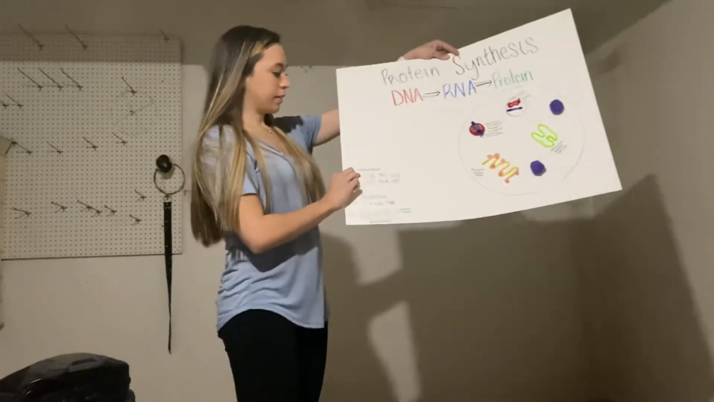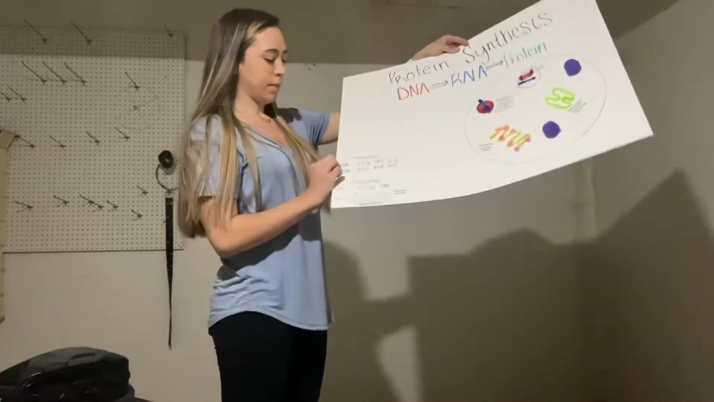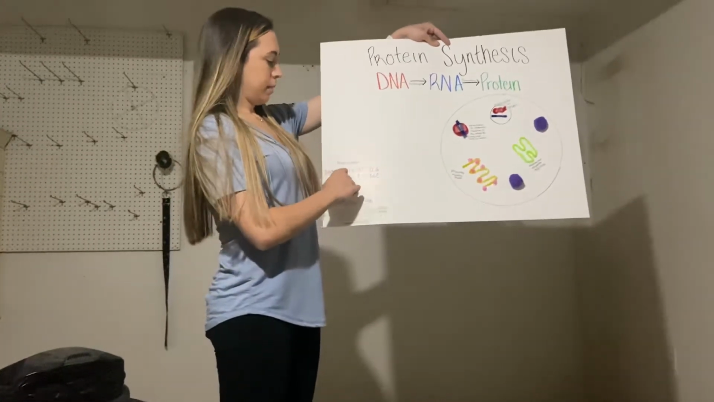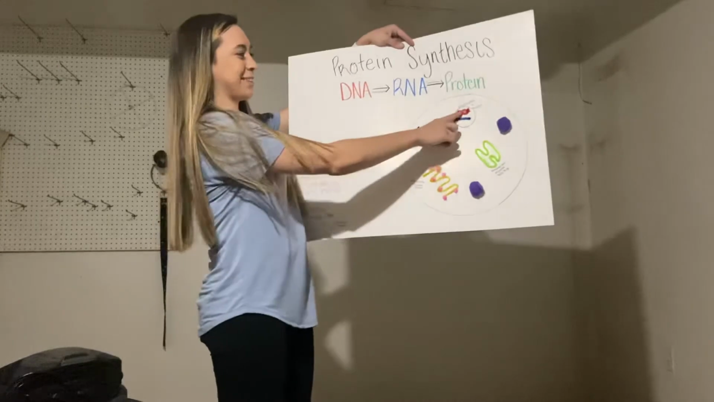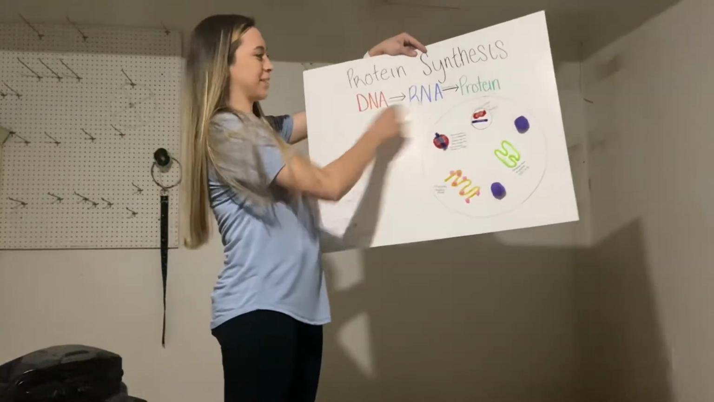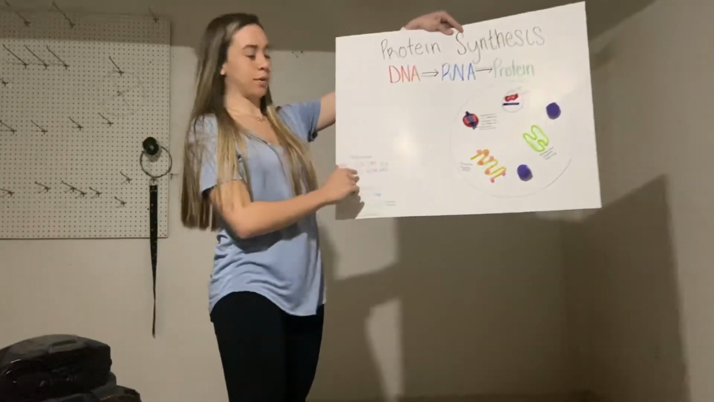And so over here, it gets kind of complicated. You first have your DNA, which is color-coded. So your red, your DNA is in your nucleus. All the transcription happens inside the nucleus.